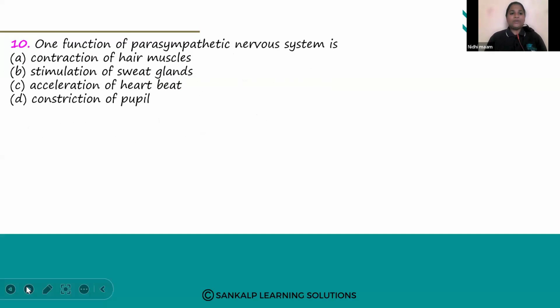Fine. Then, regarding the functions of the parasympathetic nervous system, several functions are given. Among these, which is the function of the parasympathetic nervous system? Contraction of hair muscles, stimulation of sweat glands, acceleration of heartbeat, or constriction of pupil.